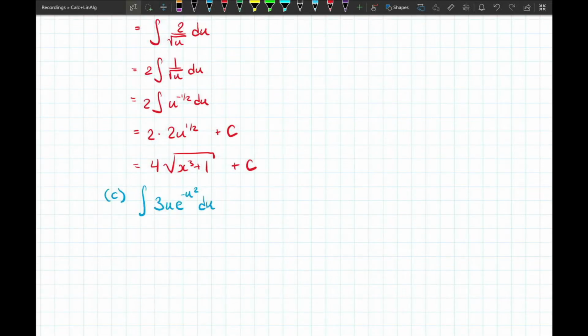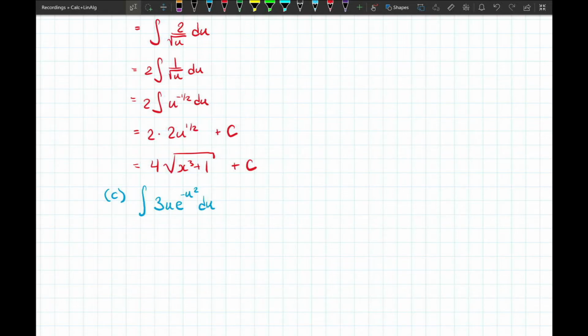In this third example, I have the integral of a product, 3u times e to the negative u squared with respect to u. Now, we do have a product here, and maybe your first inclination is product rule, but product rule for integration is not the same. We will actually take a look in a future video about how to reverse the process of a product in your integrand, but that's okay.